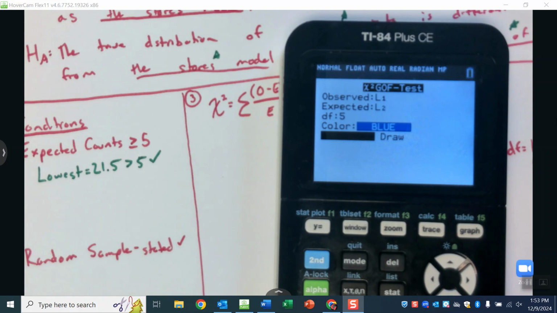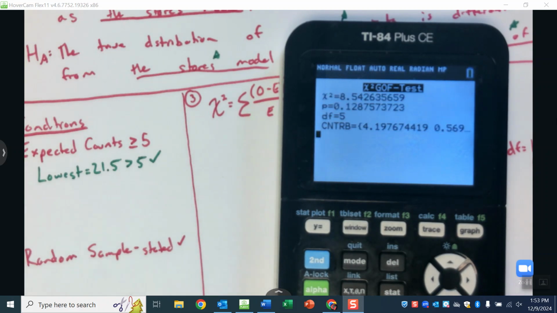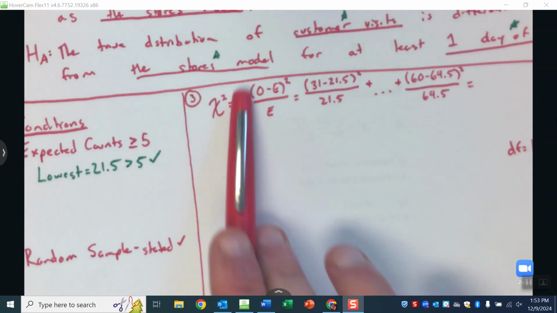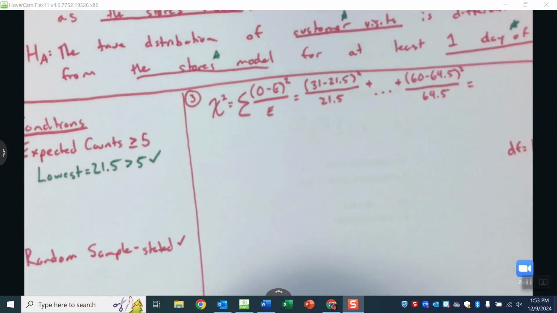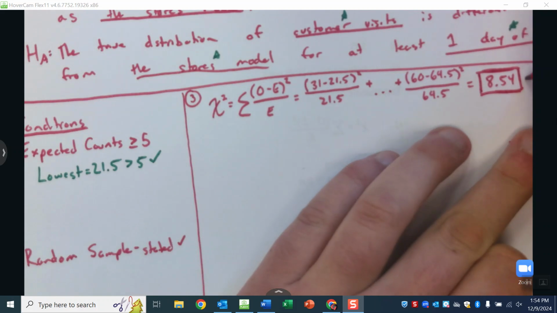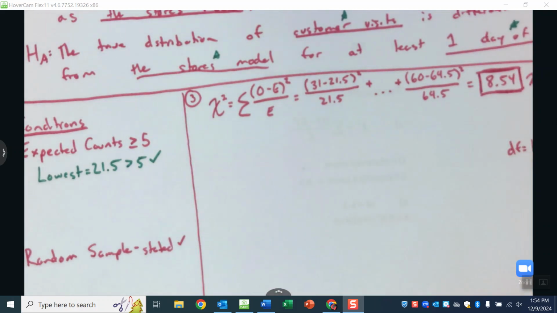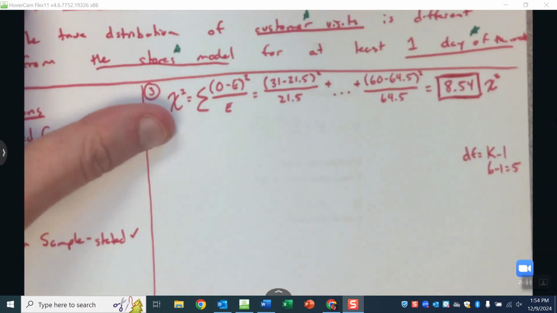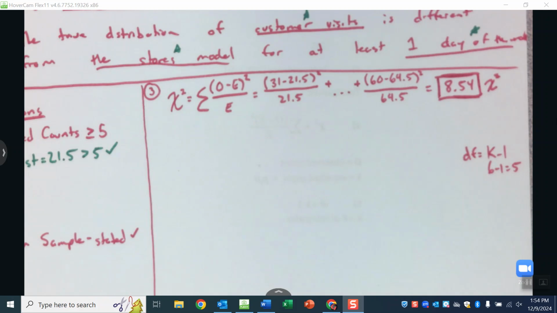At any rate, when we hit calculate, it's going to give us a bunch of stuff. This top line, that 8.54, is the result of doing all of this number crunching. That is my test statistic, and we call that value a chi-squared statistic. Just like if this was a z-test, we would call this a z-value, or if this was a t-test, a t-value. This is our chi-squared statistic, or chi-squared value.